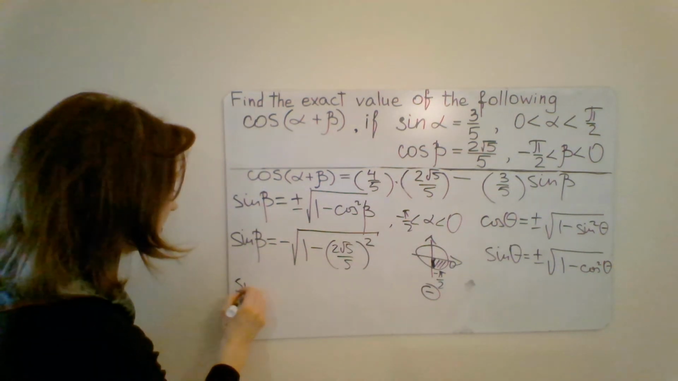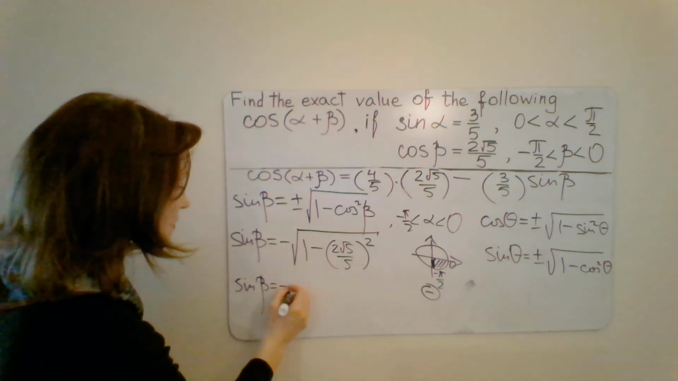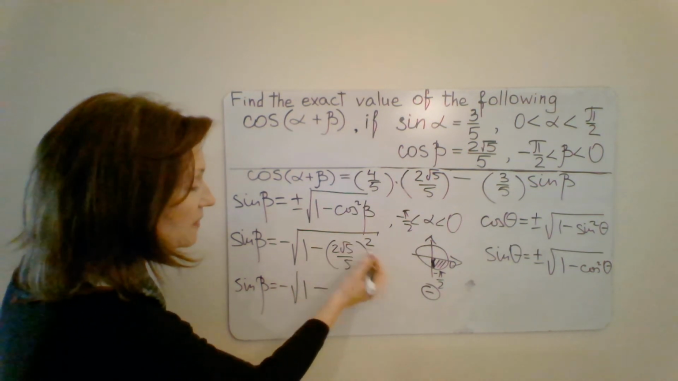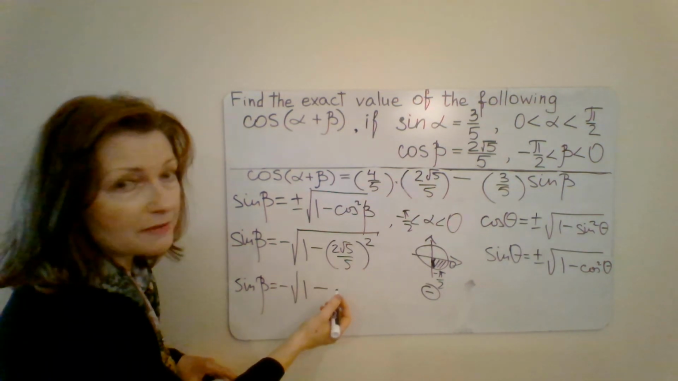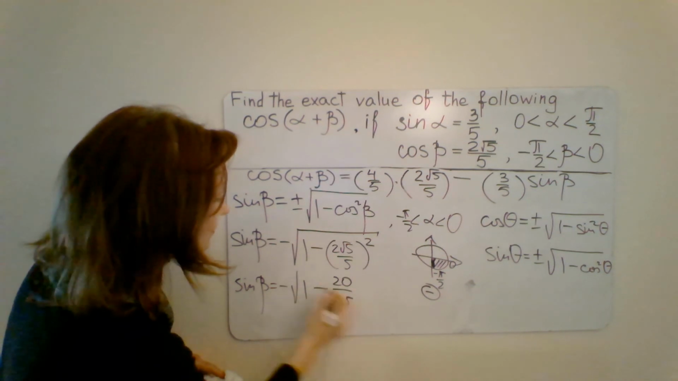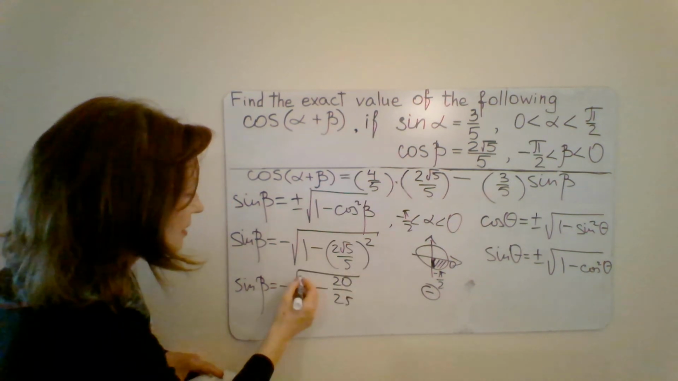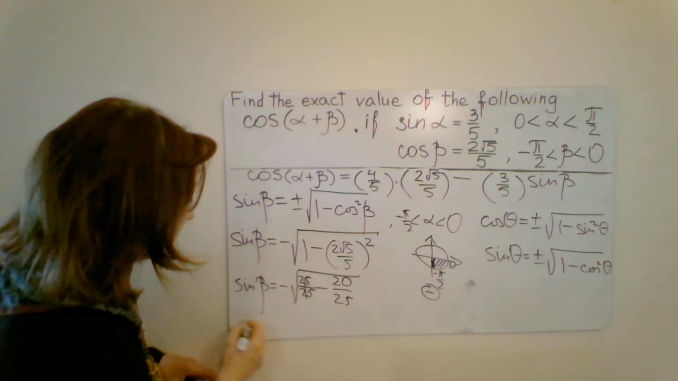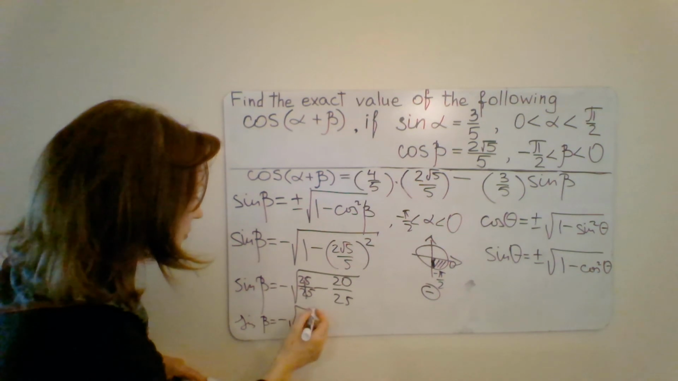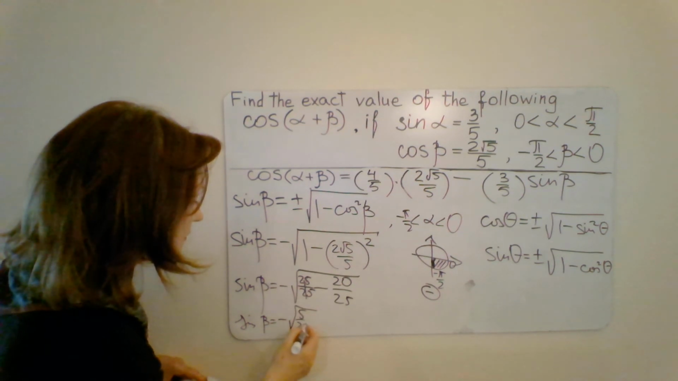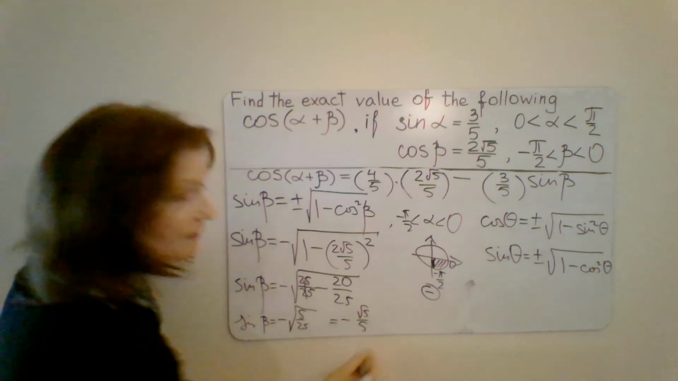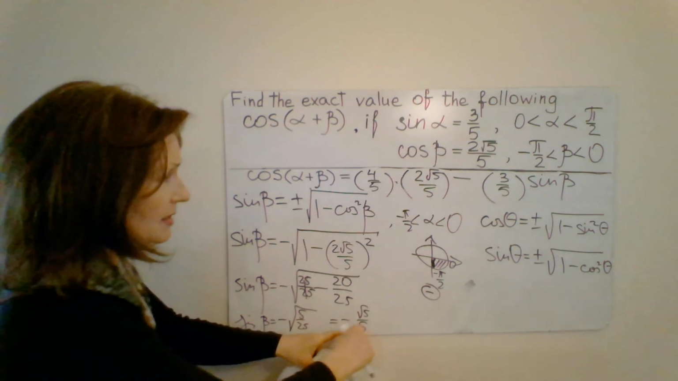We just need to evaluate this. Sine beta is negative square root of 1 minus. Now 2 squared is 4 times radical 5 squared is 5. 4 times 5, 20. 5 squared, 25. Now 1 expressed as 25 over 25, so sine beta is negative square root of 5 over 25, and we can simplify, it's negative square root of 5 over 5. Plug this number right here.